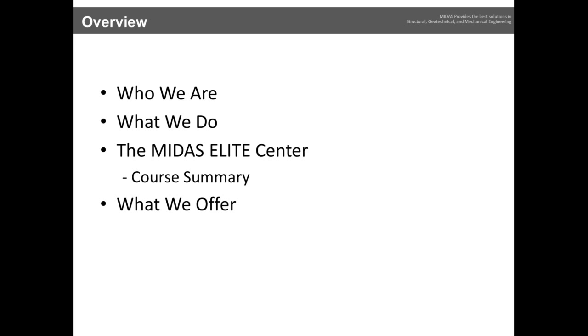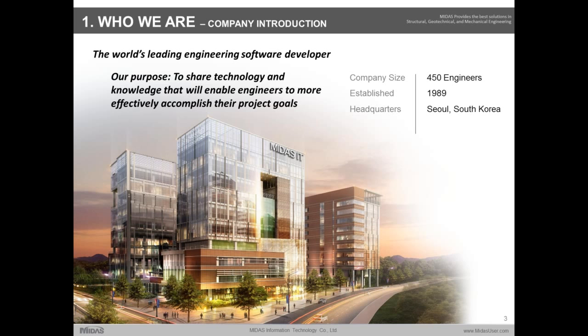So because it's nearing the end of the year, we do have some special offers on our software, which we'll discuss in greater detail. So as far as who we are, the world's leading engineering software developer. And our purpose is to share technology and knowledge that will enable engineers to more effectively accomplish their project goals. So currently our company has about 450 engineers employed worldwide. We were established in 1989, and our headquarters are currently in Seoul, South Korea.